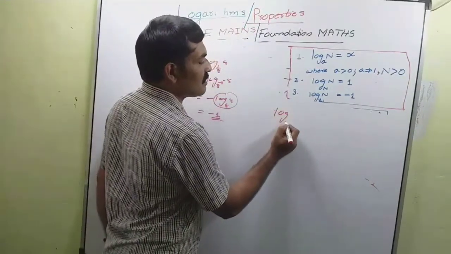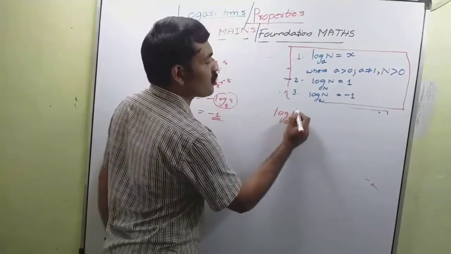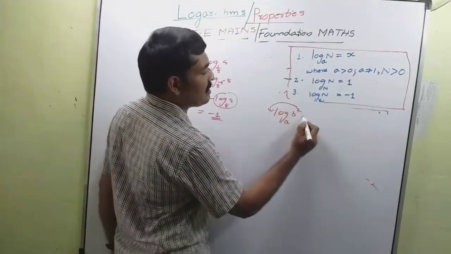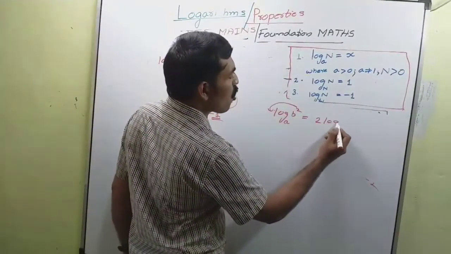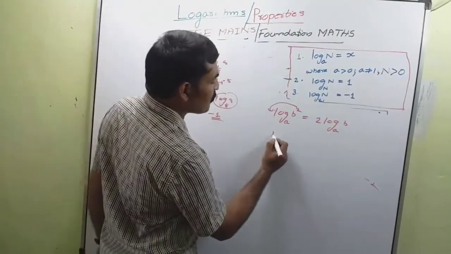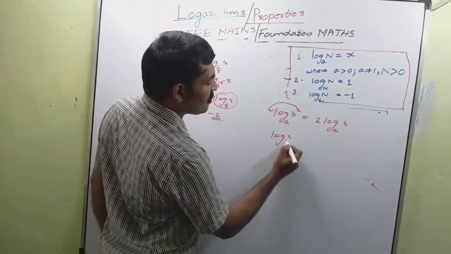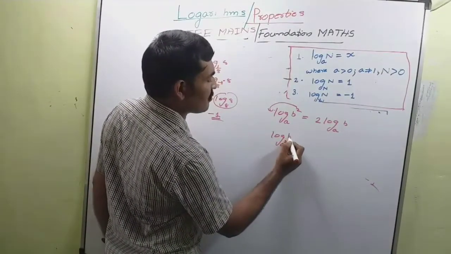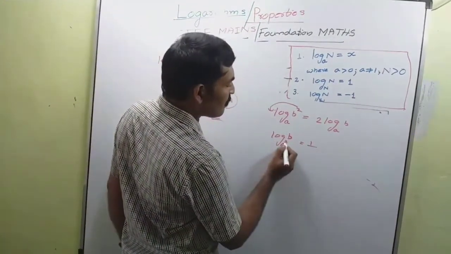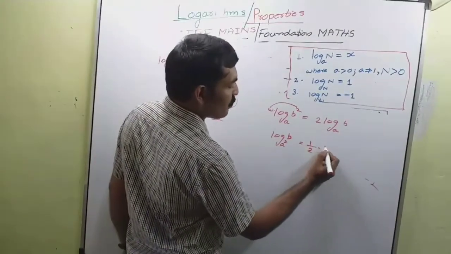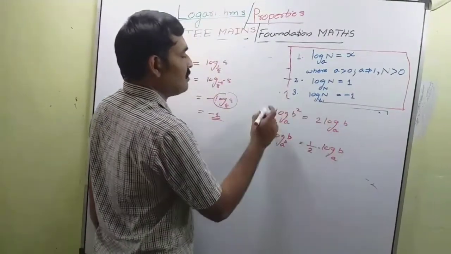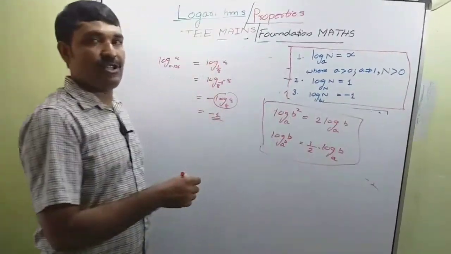Log b square to the base a, we can write this as, this 2 will jump here, is equal to 2 times log b to the base a. And suppose log b to the base a square, this can be written as 1 by, this 2 will come in the denominator, 1 by 2 into log b to the base a. This is an important identity.